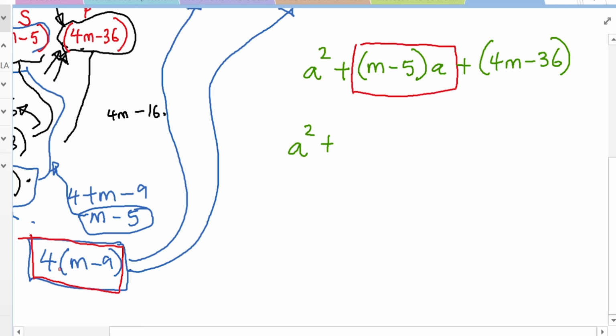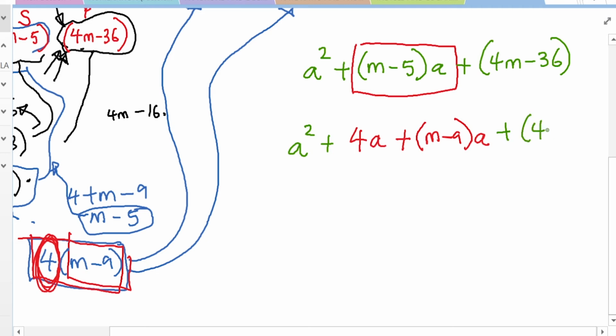So the first figure is 4 right there. So it's going to become plus 4a. Then the next figure is m minus 9, so plus m minus 9a. Then we shall continue with plus 4m minus 36, like that. So we shall go ahead and factorize these, put these in their brackets, put those ones in their own brackets.